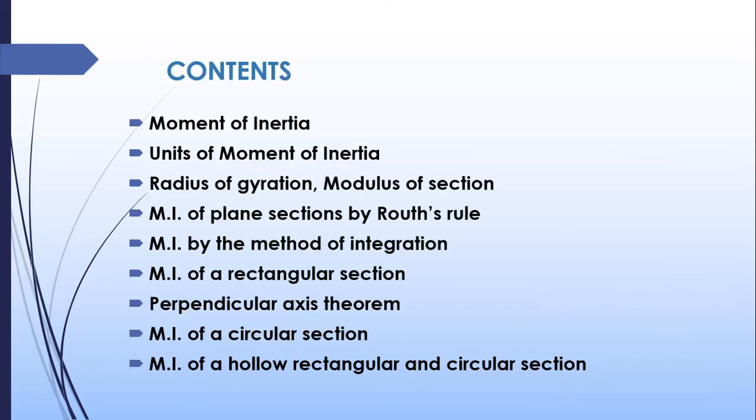In this lecture, we are moving on to these topics: moment of inertia, units of moment of inertia, radius of gyration, modulus of the section. MI is the short form of moment of inertia. MI of plane sections by Routh rule, MI by the method of integration, MI of a rectangular section, perpendicular axis theorem, MI of a circular section, MI of a hollow rectangular and circular section. So these are the topics which we are going to discuss today.